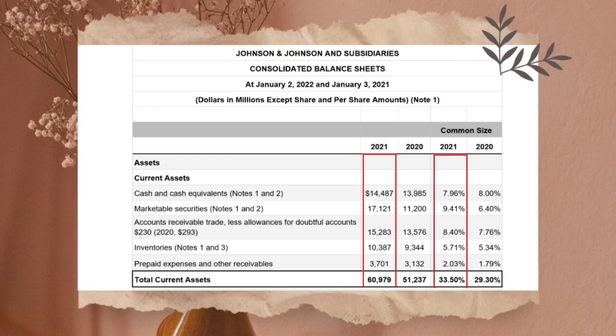$14,487 divided by the total assets of $182,018. Multiplied by 100 will get a result of 7.96%, rounded off to the two decimal points. Next is marketable securities, $17,121 divided by the total assets, $182,018, multiplied by 100, we will get 9.41%.